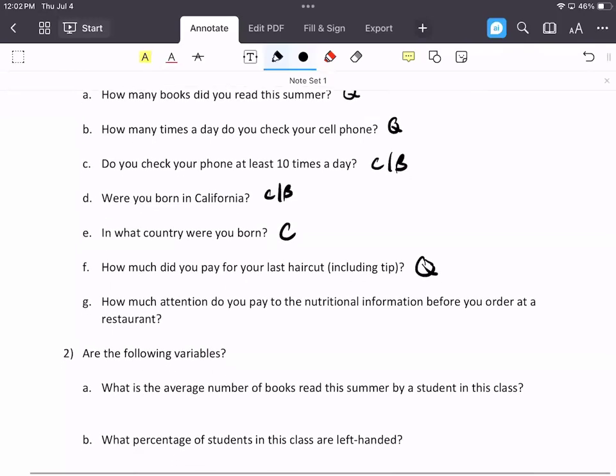G: How much attention do you pay to nutritional information before you order at a restaurant? Well, how much attention, you may say, oh, there's "how much," so that must be quantitative. Well, no. Remember, you've got to take everything in context. So how much attention do I pay? Well, if I'm on vacation, none at all. And when Cheesecake Factory tries to give me the nutritional little packet thing, I'm like, oh, no, no, no, I don't want it.